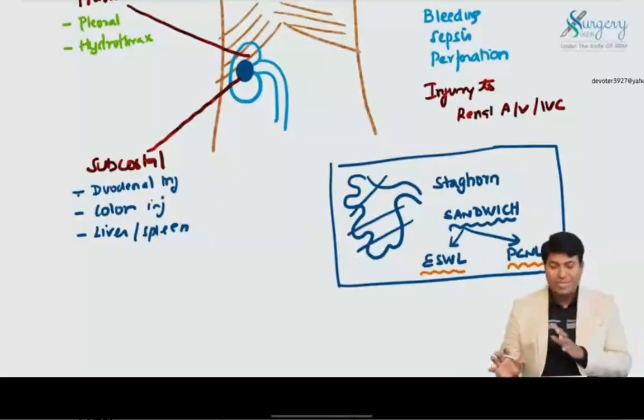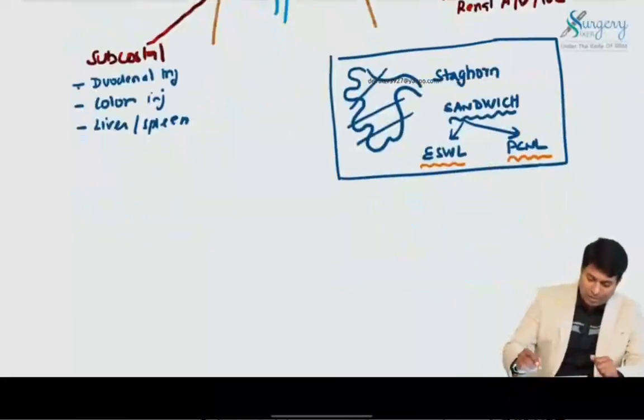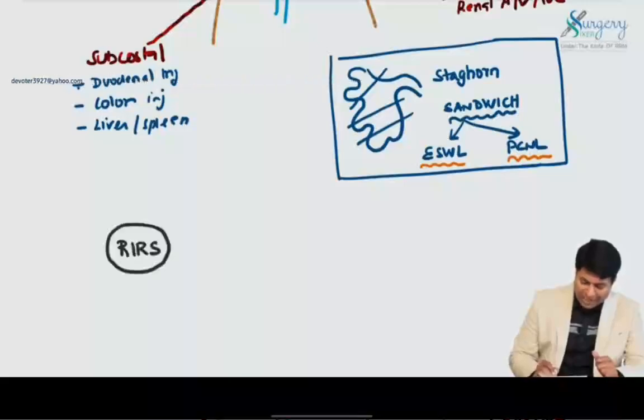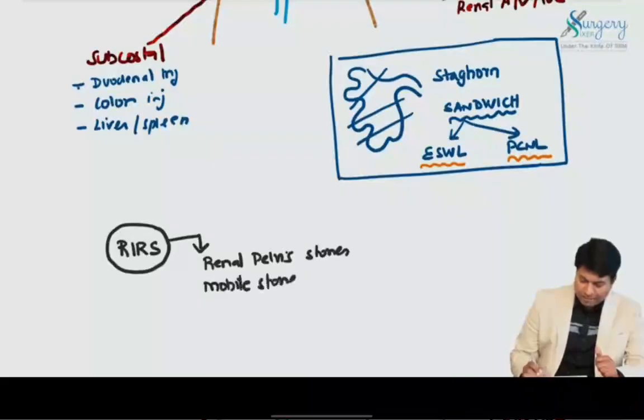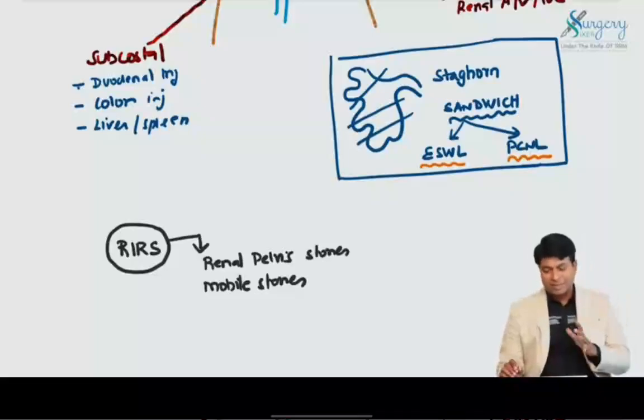Or else you have to go with the sandwich technique, ESWL plus PCNL. So please don't forget PCNL. And RIRS, retrograde intrarenal surgery, is mainly done for renal pelvis stones and freely mobile stones in the kidney. If the stone is very much impacted, it is very difficult to remove by RIRS. Otherwise, RIRS is an upcoming procedure.